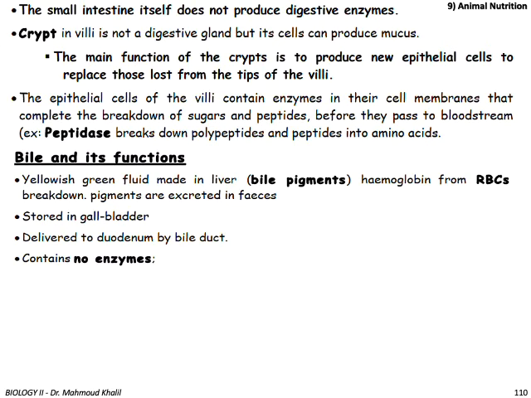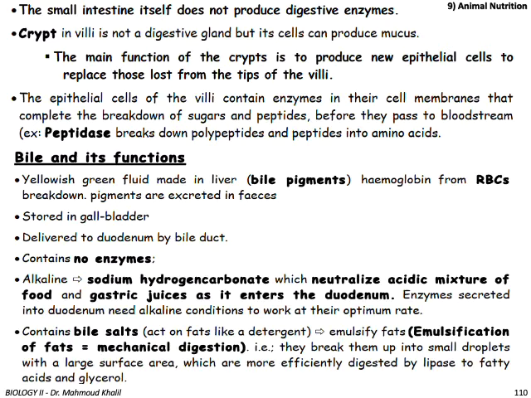Bile and its function. Bile is a yellowish-green fluid made in the liver, containing bile pigments. Hemoglobin from RBCs is broken down and the pigments are excreted in feces. The bile is stored in the gallbladder and delivered to the duodenum by the bile duct. Actually, the bile doesn't contain any enzymes.